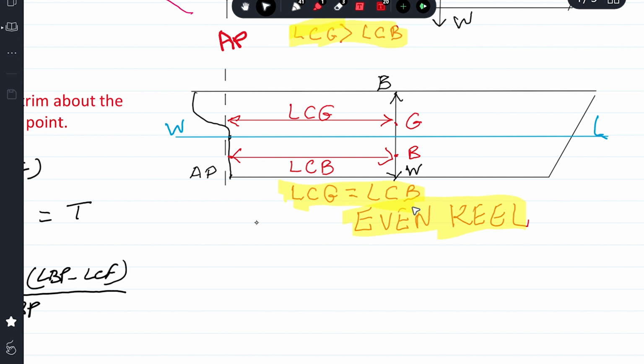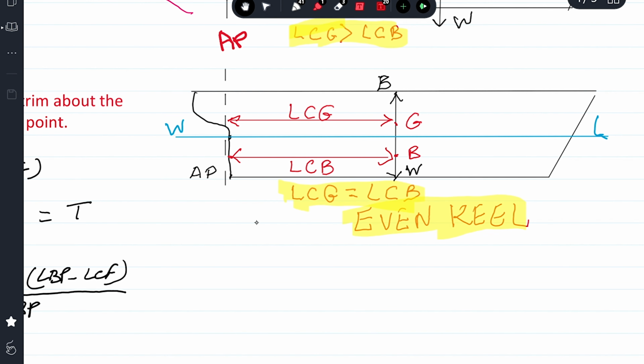LCB is easily available against draft or displacement in the hydrostatic particulars. LCG we have to calculate. And then we see what the difference is. If they are different, then we come to know the ship is going to trim. Depending upon which is bigger, LCG or LCB, the ship will trim by stern or by head. On even keel, they are the same. When the ship is floating at even keel, if you extract LCB at that particular draft from the hydrostatic particulars, that will be the LCG of the vessel also.